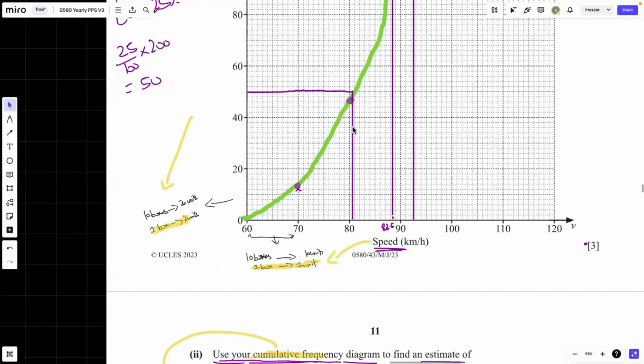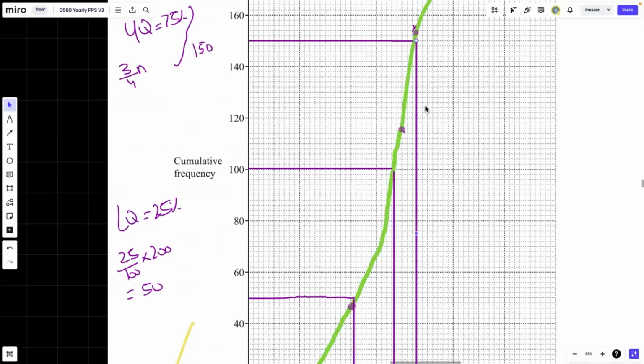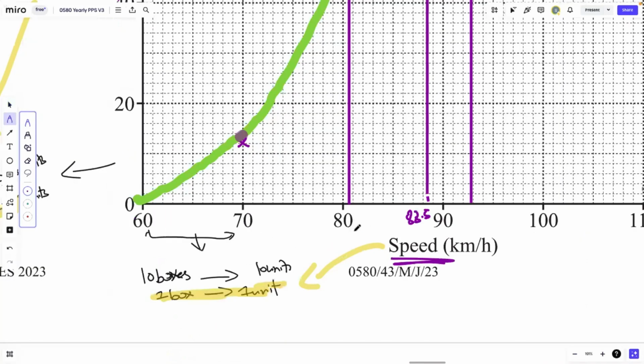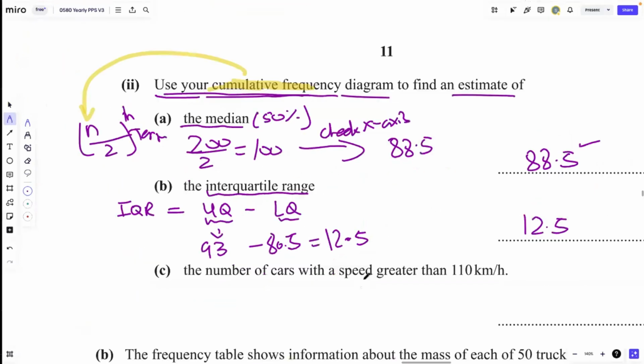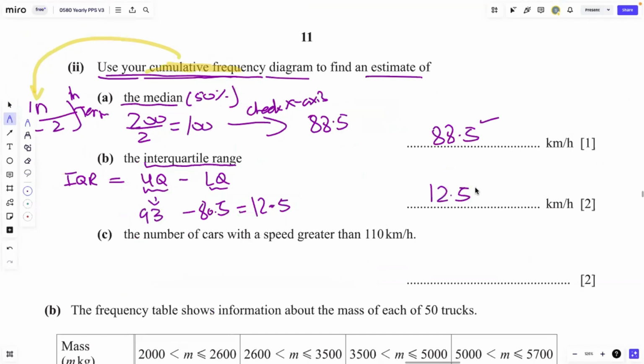Let's, yeah, that looks more accurate. And for this one, let's move it slightly to the right. Yeah, perfect. Okay, so this is 80.5, this is 93, and when subtracted, they'll give us 12.5, which is just in the range of 12.5 to 14.